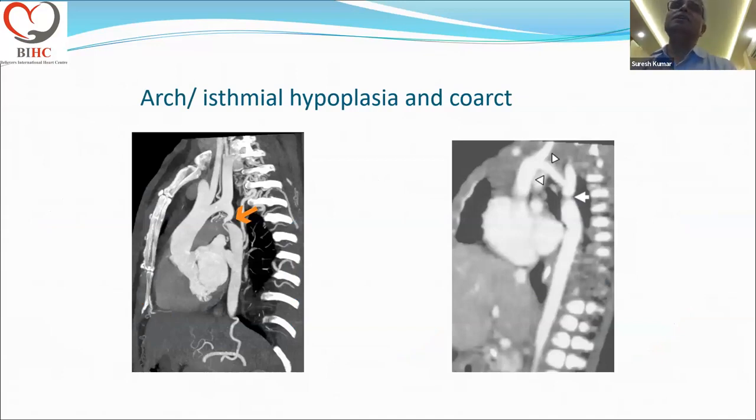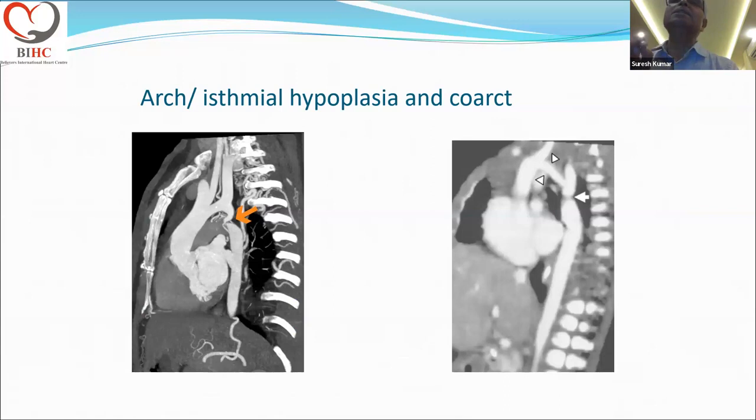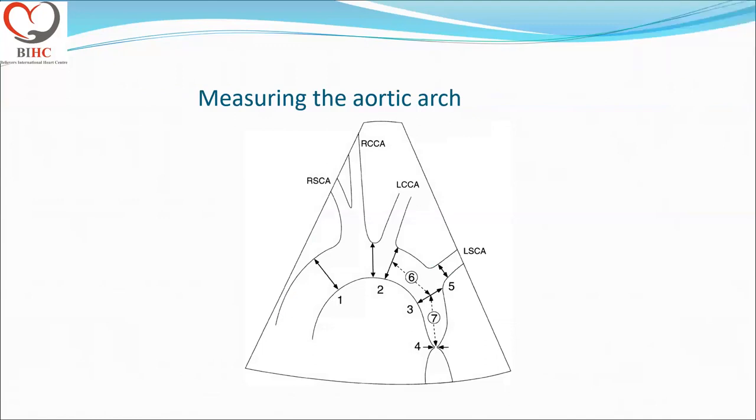Now, this is how bad it can be. Look at this arch. The arch is hypoplastic. This one worse. And then the isthmus is tortuous. And there is a localized juxtaductal coarctation. But the localized juxtaductal coarctation alone doesn't describe what is happening to this. That is why arch and isthmal hypoplasia with coarc is the way to describe.